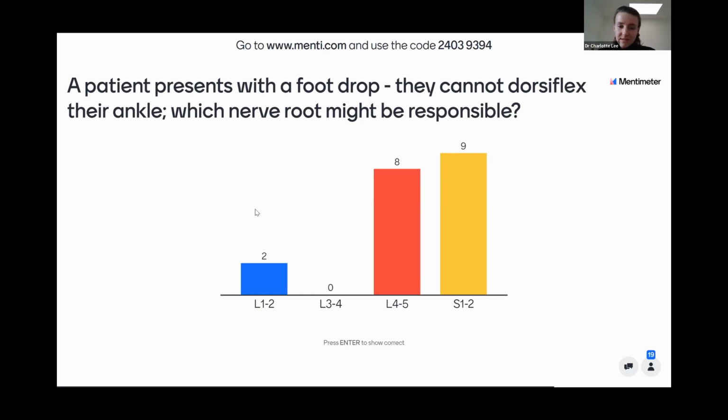So if you remember some of the ways of remembering them, L3, L4, kick the door, so that's your knee extension. S1, S2 is in the shoe, which is plantar flexion, so pointing the toe. So it's L4, L5, which is dorsiflexion. So the correct answer is L4, L5.